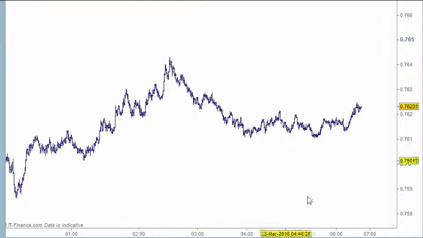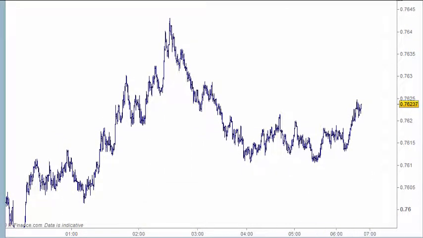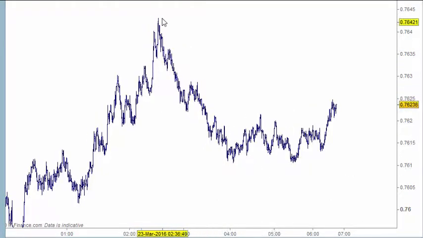So from the high here, we can count 5 waves down in terms of 1, 2, 3, and 4, and all the way down here for 5. Then this counts as an A wave to here, a B wave in 3 waves to here.